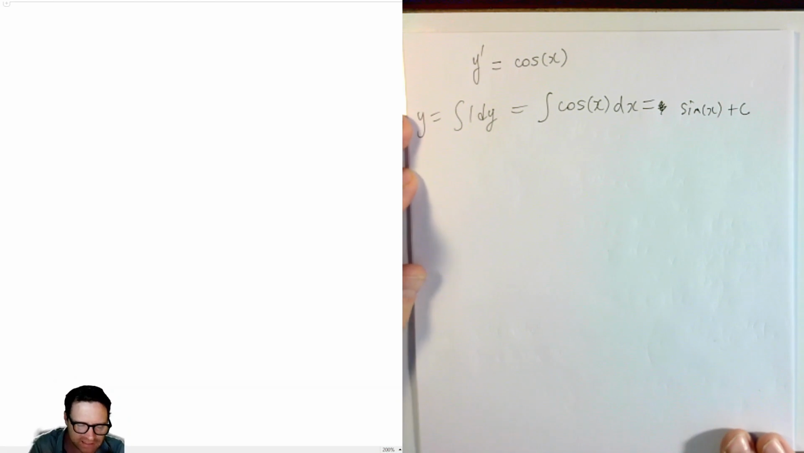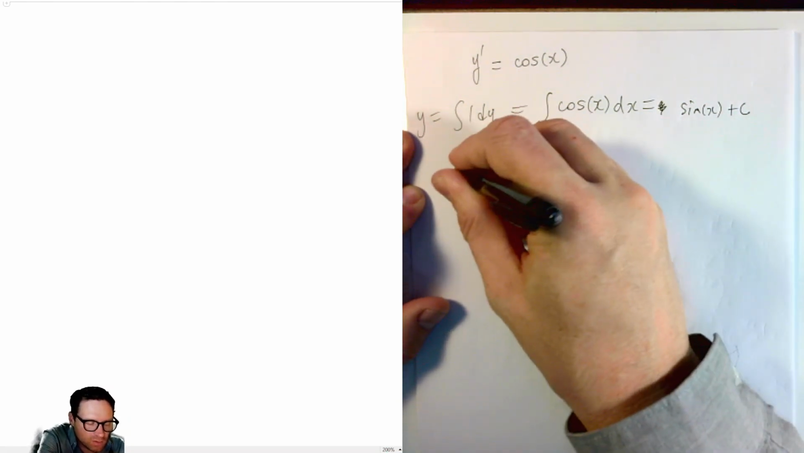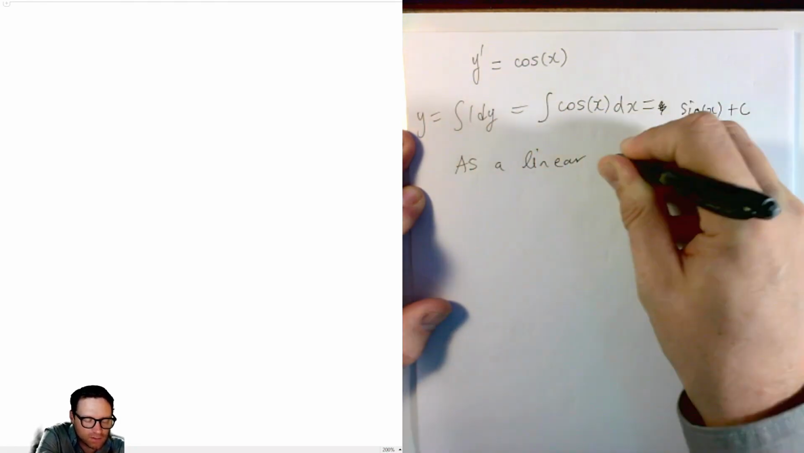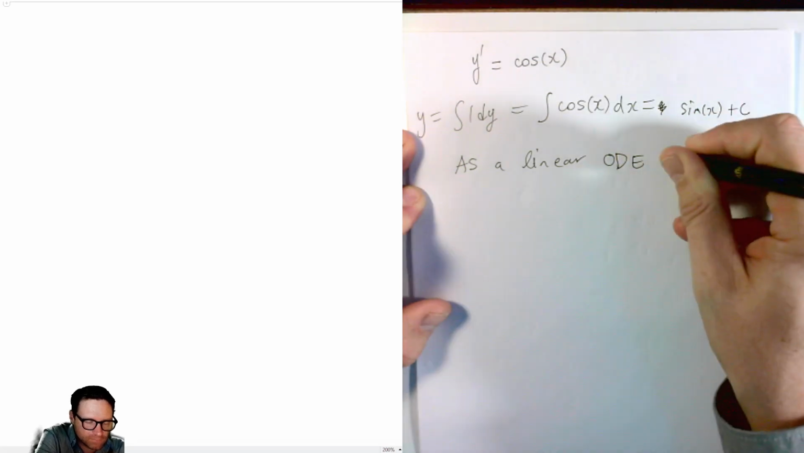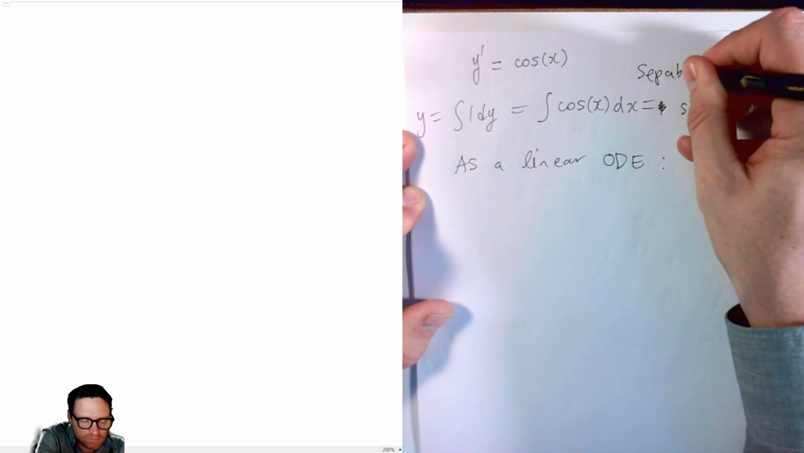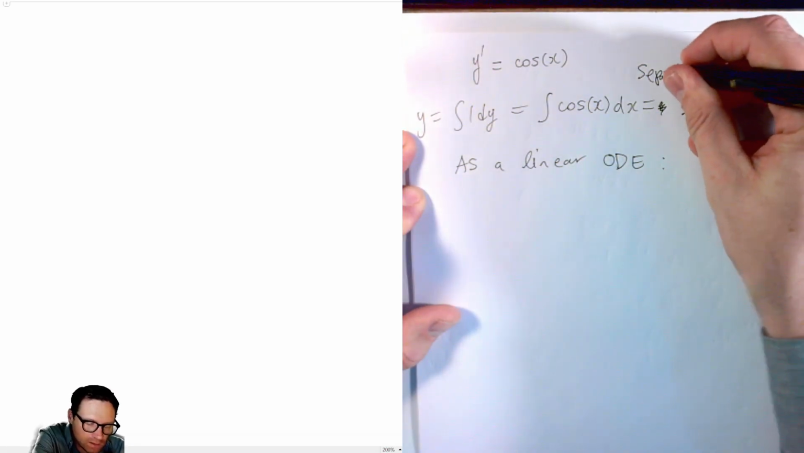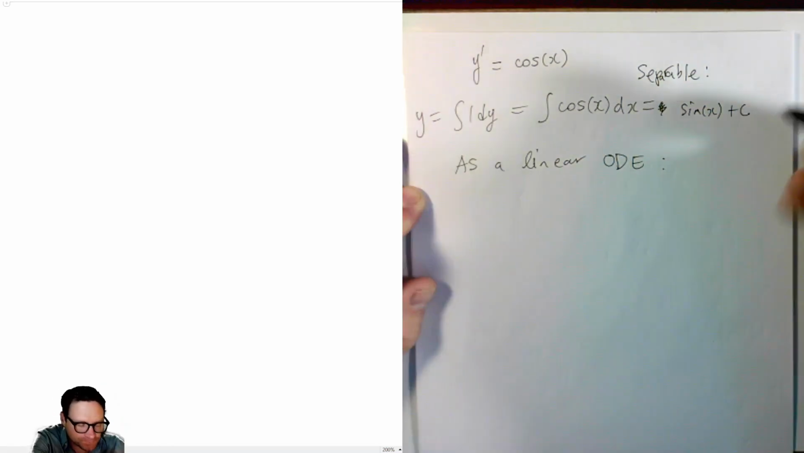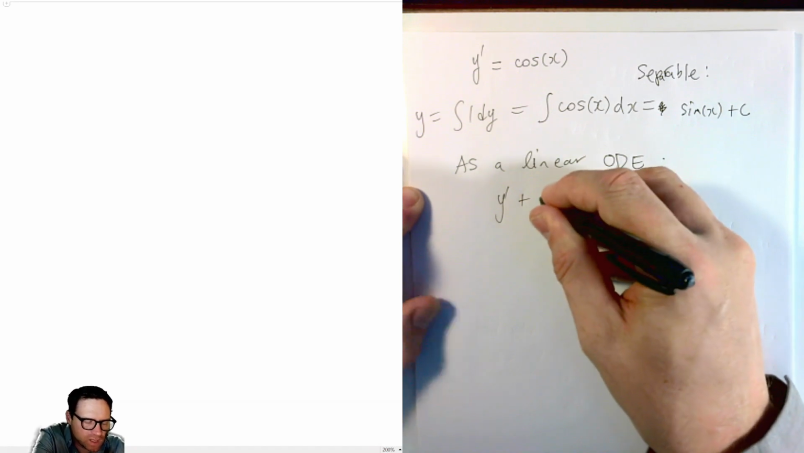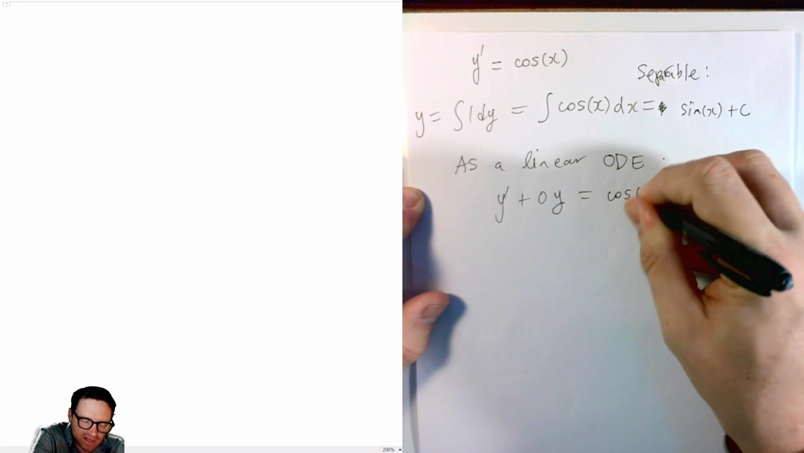Now, can we do this as a linear equation? Well, let's write it in the correct form. So we'll say as a linear ODE, and this method is via the fact that it's separable. As a linear ODE, we have y dash plus 0 times y is equal to cos of x.